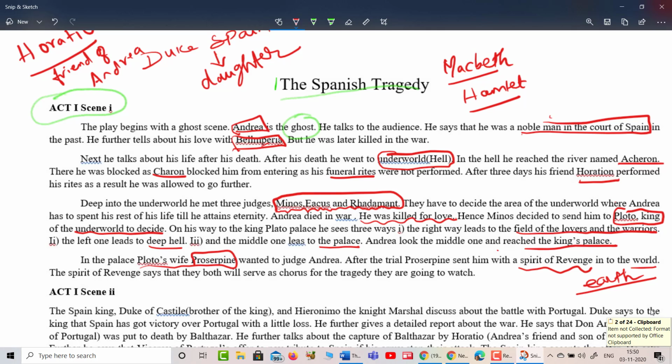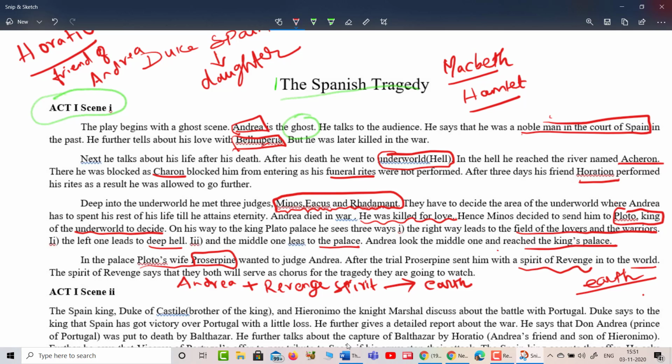Into the world of earth. So whom is she sending to the earth? Now we can see Andrea is sent, A-N-D-R-E-A, Andrea is sent with a revenge spirit to the earth by Proserpine, wife of Pluto, who is the king of the underworld. So this happens in Act 1, Scene 1. This is the importance of the opening scene.